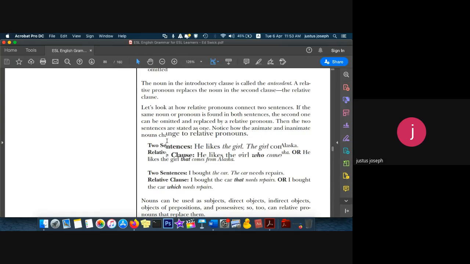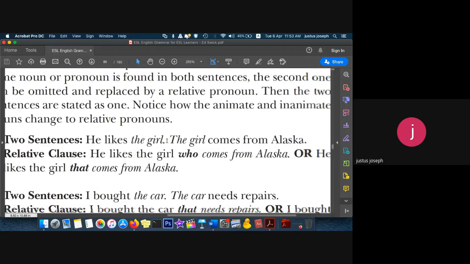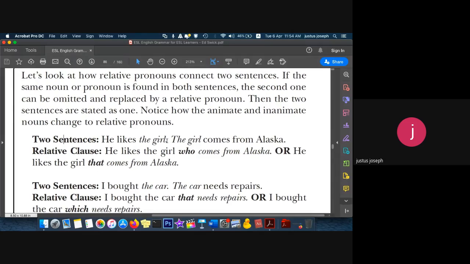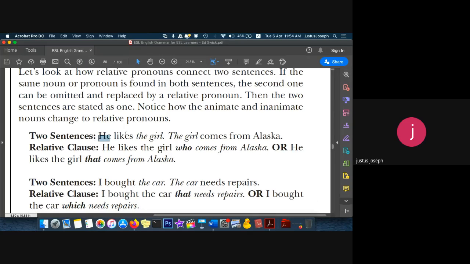I'll zoom this. Okay. Look at this example. He likes the girl. That's one sentence. And another sentence: The girl comes from Alaska. Now, if you want to join these sentences, you can write something like this. He likes the girl who comes from Alaska. All that you have done here is you have changed this reference, the girl, into this word, who. And that's how the sentences joined together.